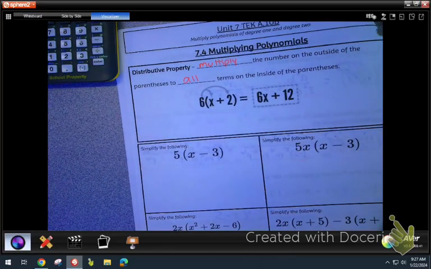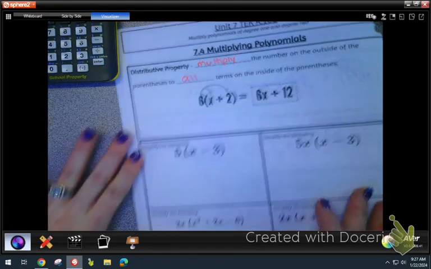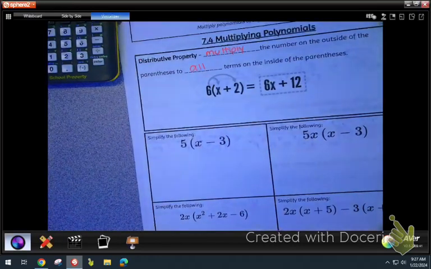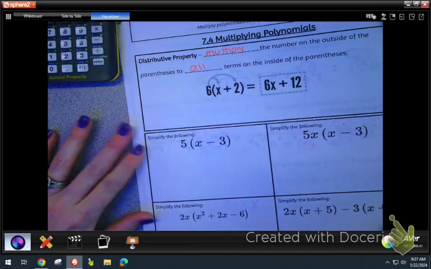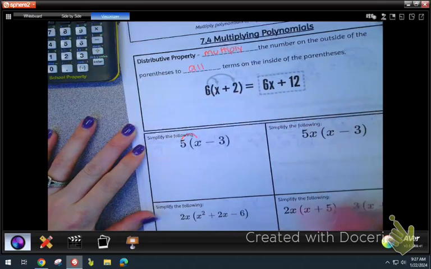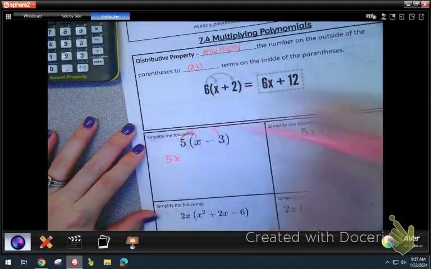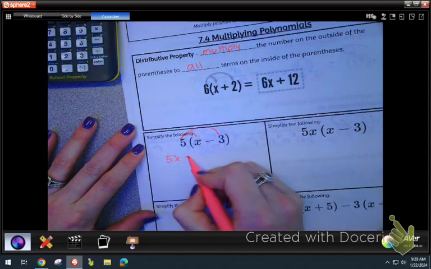Now, what's going to be a little bit different today is it's not just going to be numbers outside. We are going to start multiplying in variables as well. So there's going to be a little bit more to it. But for this, we've got 5 times x minus 3, and I need to take my 5 and multiply that into everything on the inside, okay? Which we should know how to do. So 5 times x is 5x. 5 times negative 3 is negative 15.